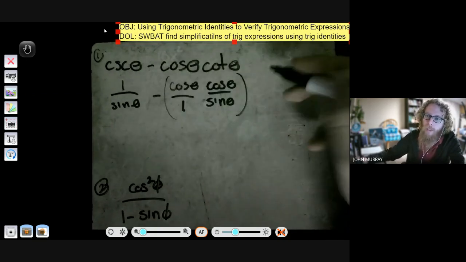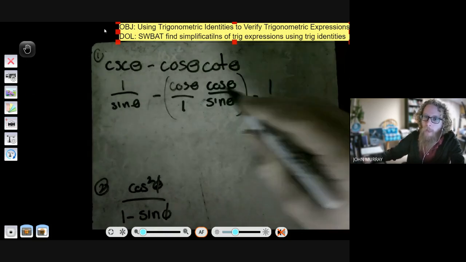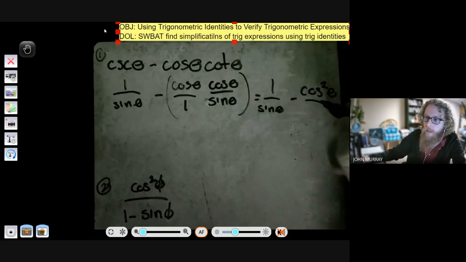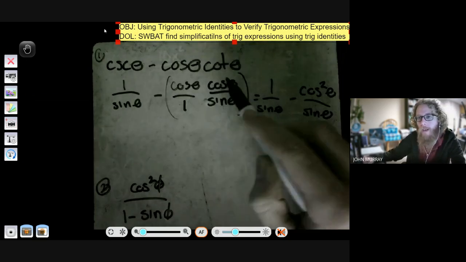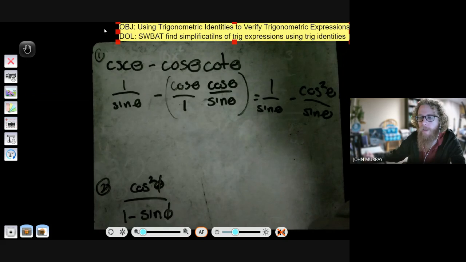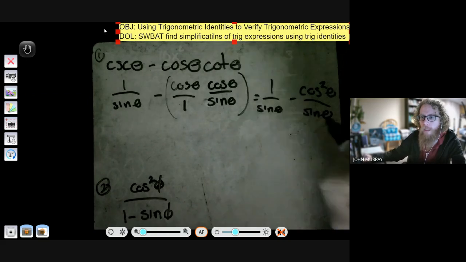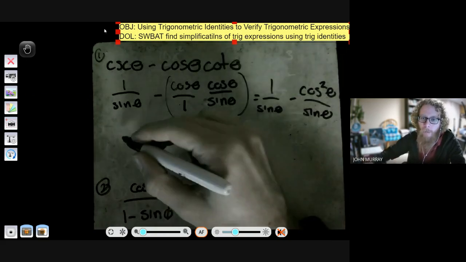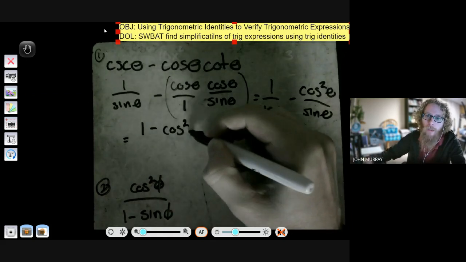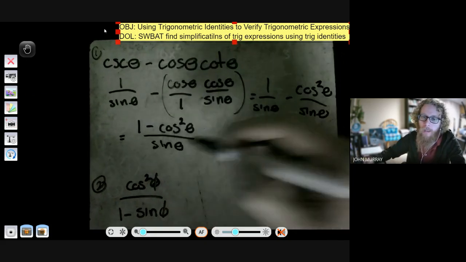So I'm going to multiply these over there. Now this is still going to be 1 over sine. I'm not touching that. But now I have cosine squared over sine, right? I multiply those two together, and I multiply that. 1 times sine is sine. Now I'm dealing with subtraction of fractions. Luckily, they already have a common denominator. So in the numerator, I have 1 minus cosine squared over sine.